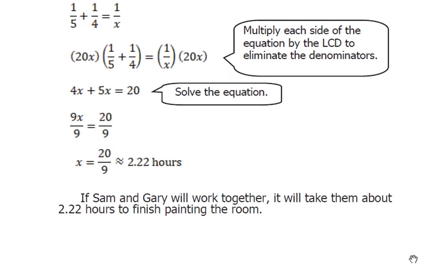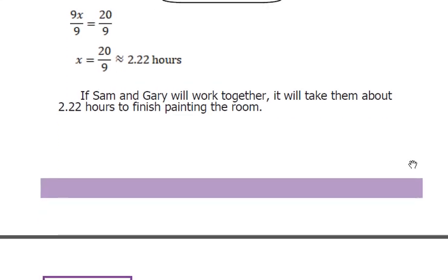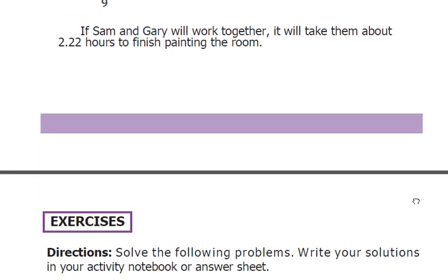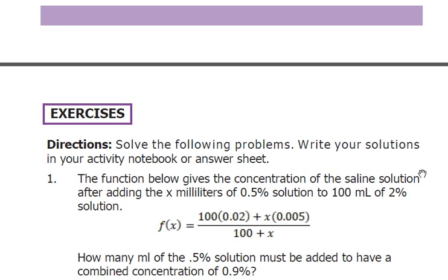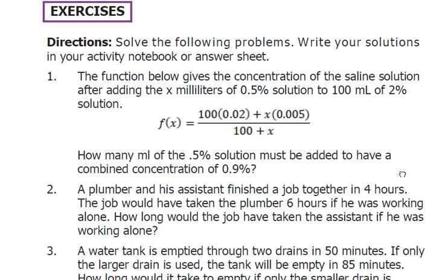We have 4 numbers to solve in the exercises, and let me guide you through the exercises one by one. Let me read out the problem. For number 1, the function below gives the concentration of the saline solution after adding x milliliters of 0.5% saline solution to 100 milliliters of a 2% saline solution.